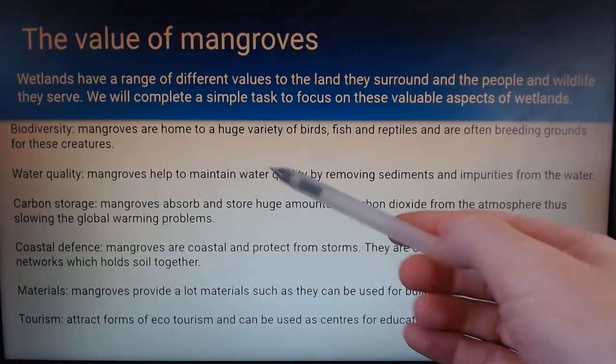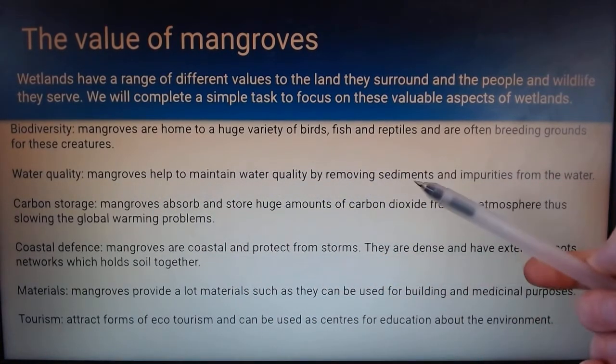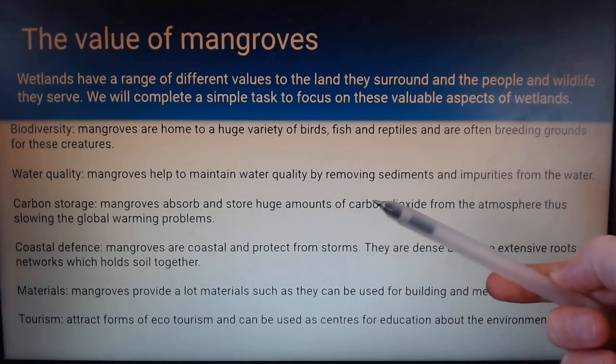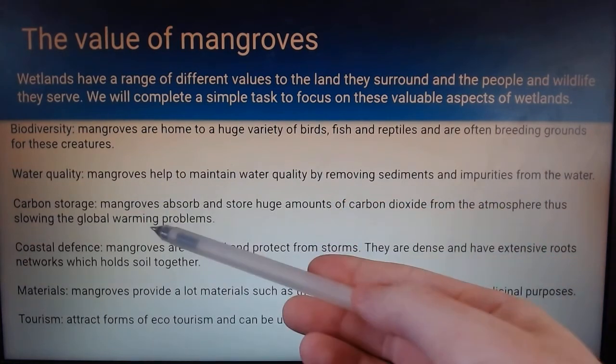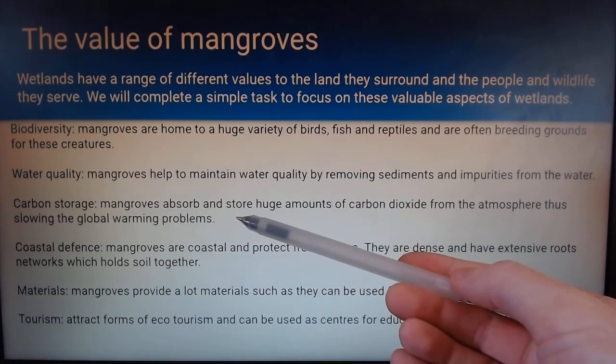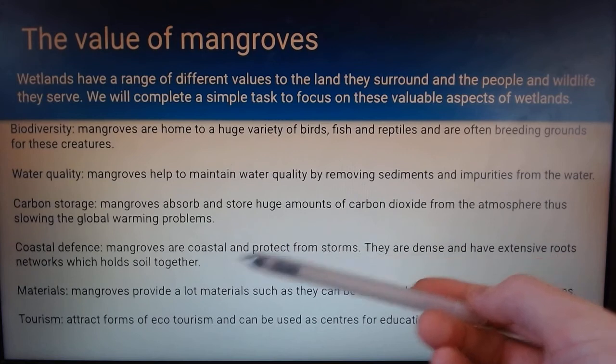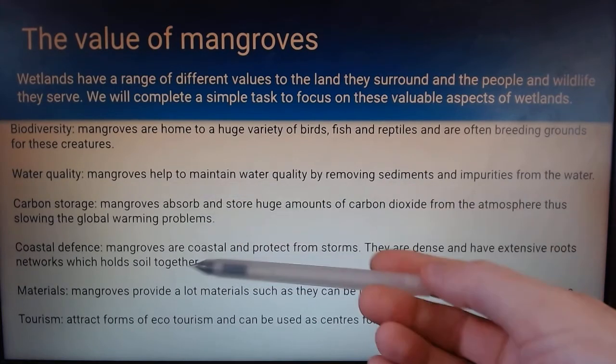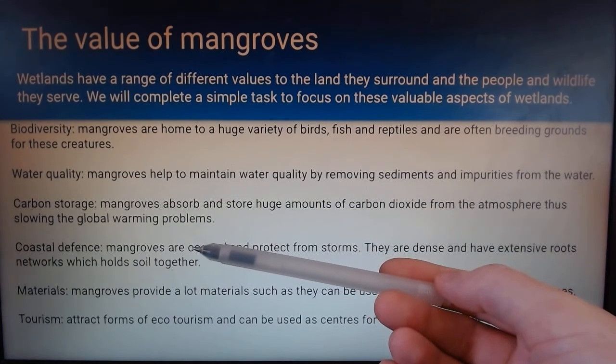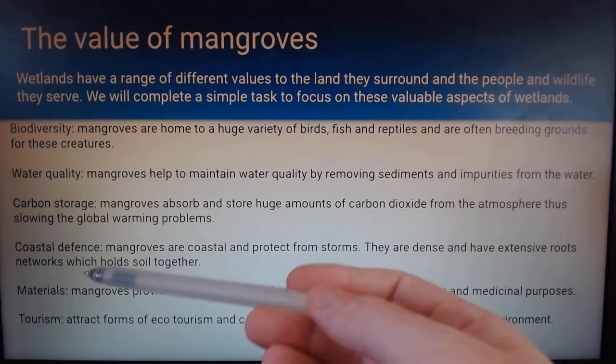They also maintain water quality. They remove sediments and impurities. They absorb impurities from the water. Carbon storage. They absorb huge amounts of carbon dioxide during photosynthesis, and then they store a huge amount of it in their roots underwater where it can't escape. Coastal defense.